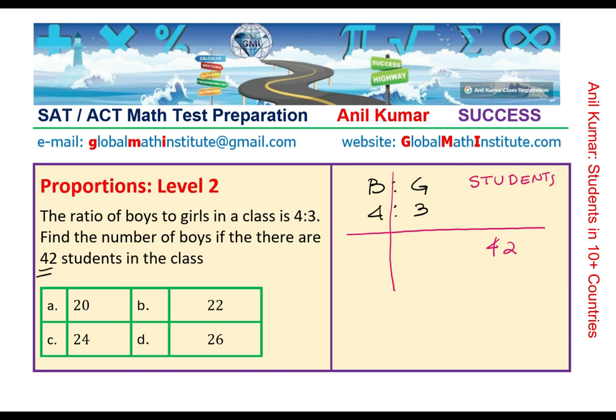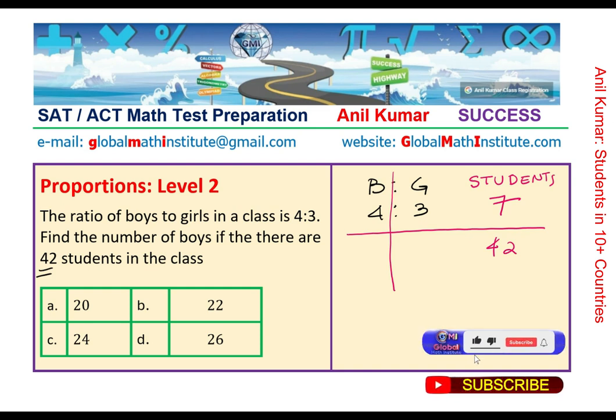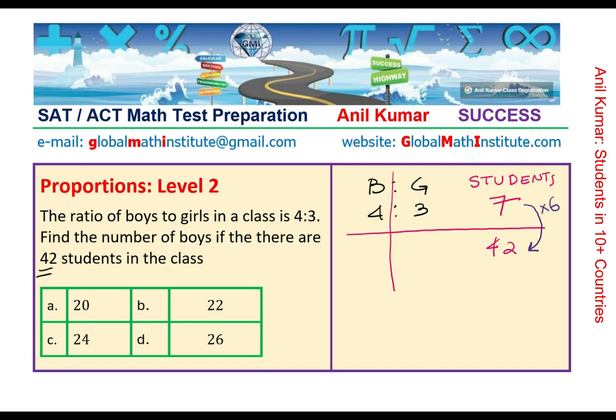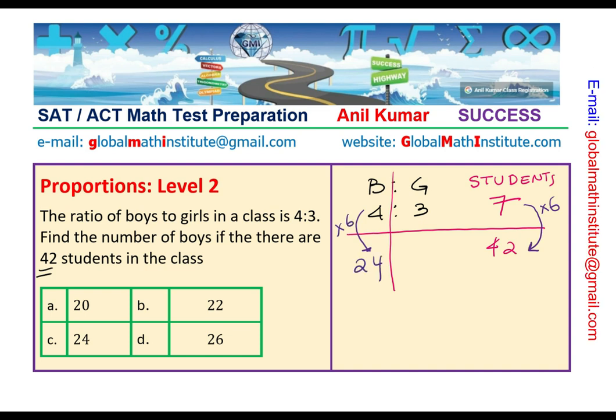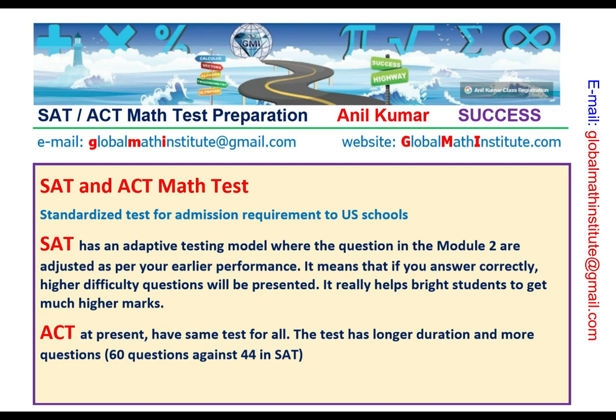Well, if the ratio is 4 is to 3, it really means that out of every seven students, there are four boys and three girls. You see how we have interpreted? So, interpretation itself makes a huge difference. Now, if there are 42 students, means we are looking at times 6, right? So, if I do times 6, I get the number of boys as 24, and therefore the answer should be part C. You get the idea, right? So that helps to score very good marks in SAT or ACT.